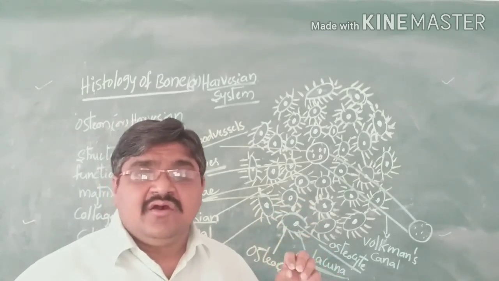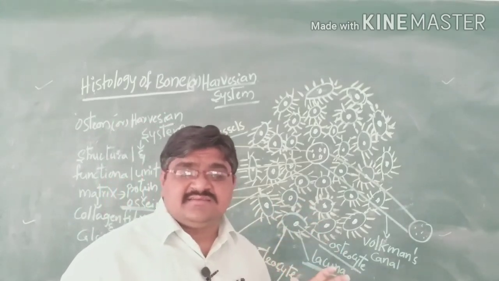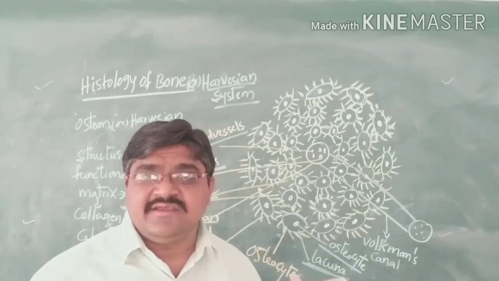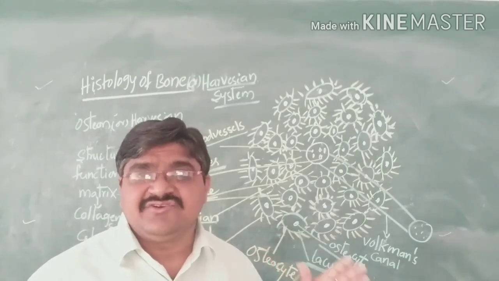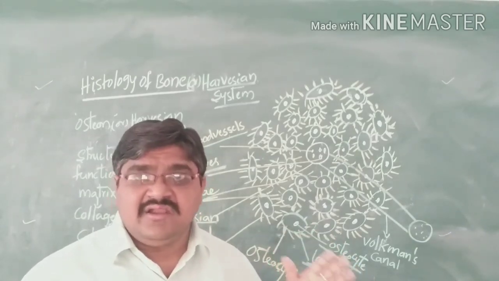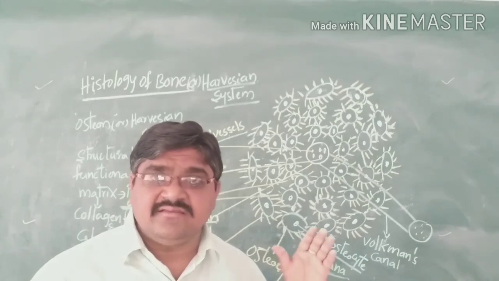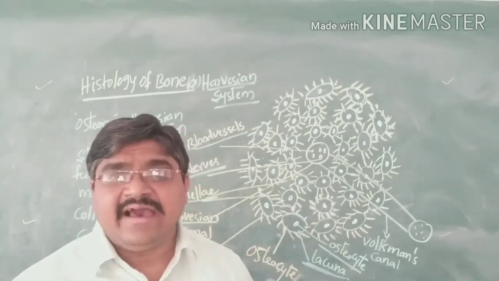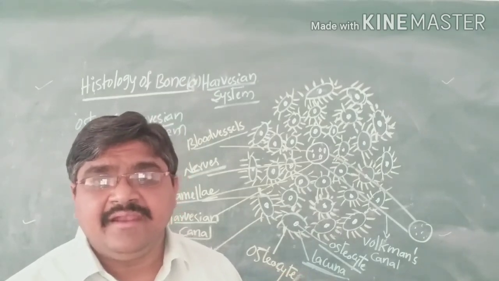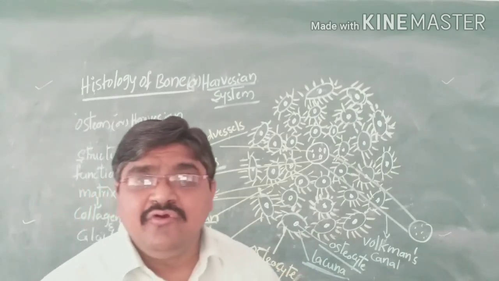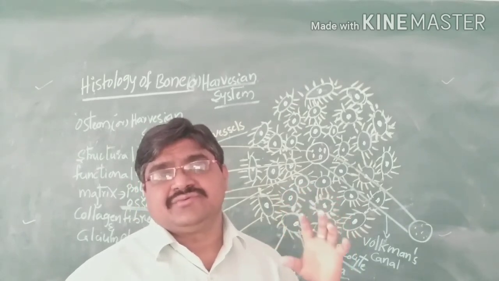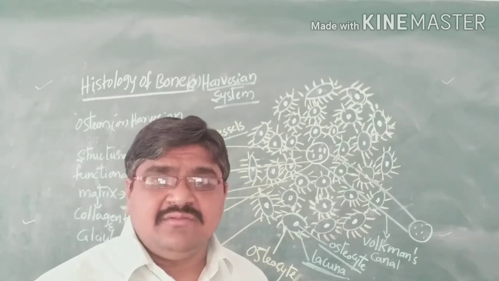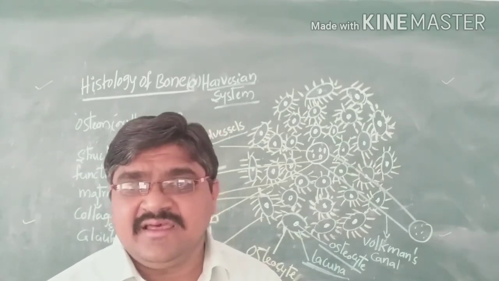We have also discussed the specialized tissues: cartilage, for example hyaline cartilage, and bone. The last one is blood, which we call a fluid connective tissue. Blood will be discussed in the next classes.